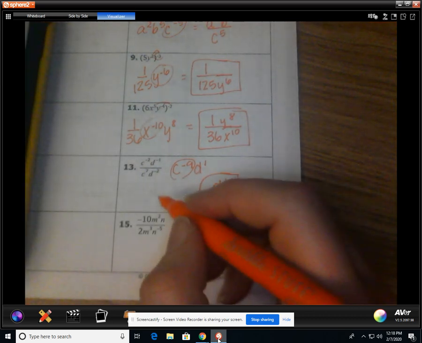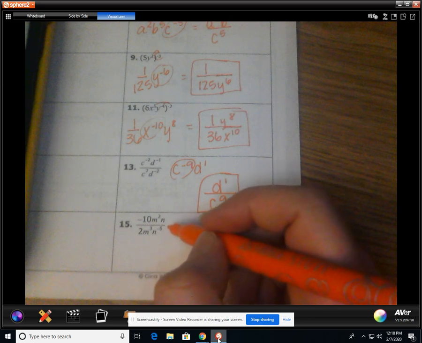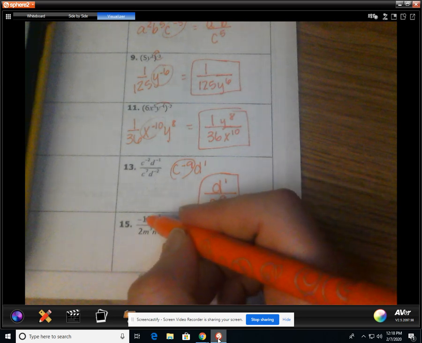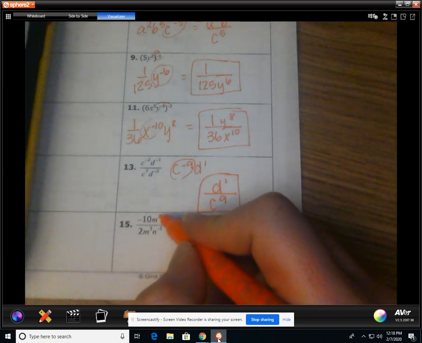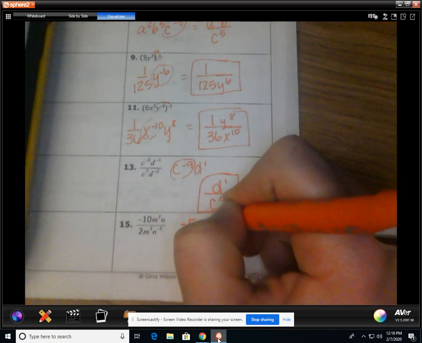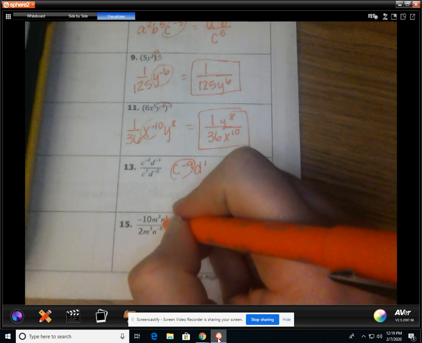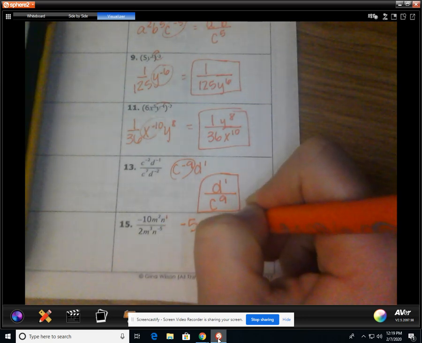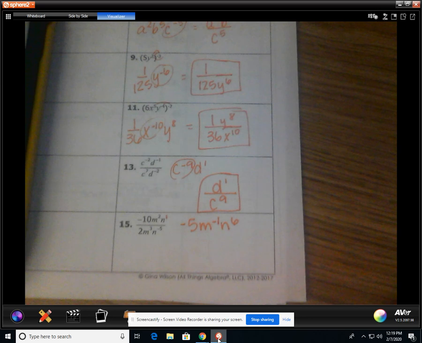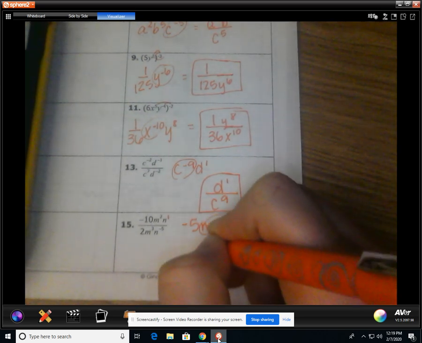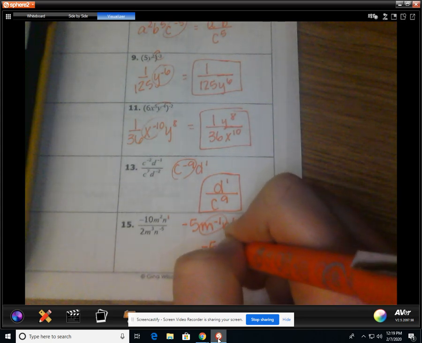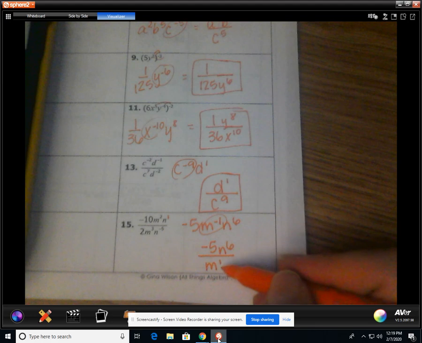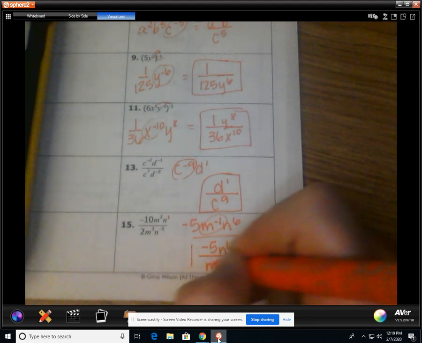For number 15, it's a division problem again, so we divide coefficients, so negative 10 divided by 2 is negative 5, and we subtract exponents. 2 minus 3 gives me to the negative 1, and 1 minus negative 5 gives me to the 6th. The only piece that I'm not okay with is this one right here. So I'm going to open up my fraction, and everything besides that negative exponent stays on the top, and the negative moves to the bottom.